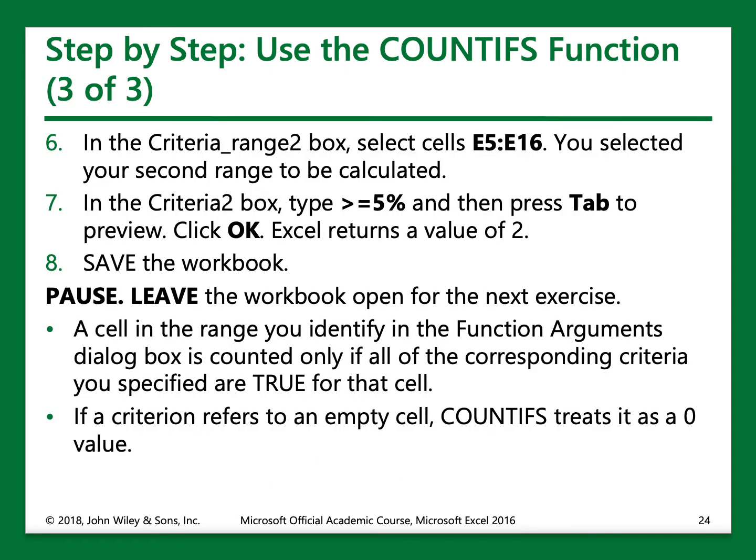In criteria range 2, select cells E5 to E16 and then type greater than or equal to 5%, and then press tab and click OK. And that will return a value of 2. So we've got 2 criteria here, greater than or equal to 60 days and greater than or equal to 5%, that are being checked before something is counted.